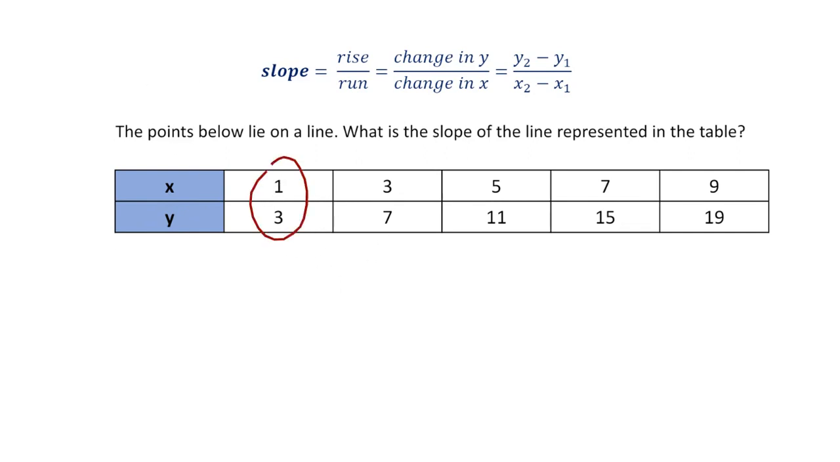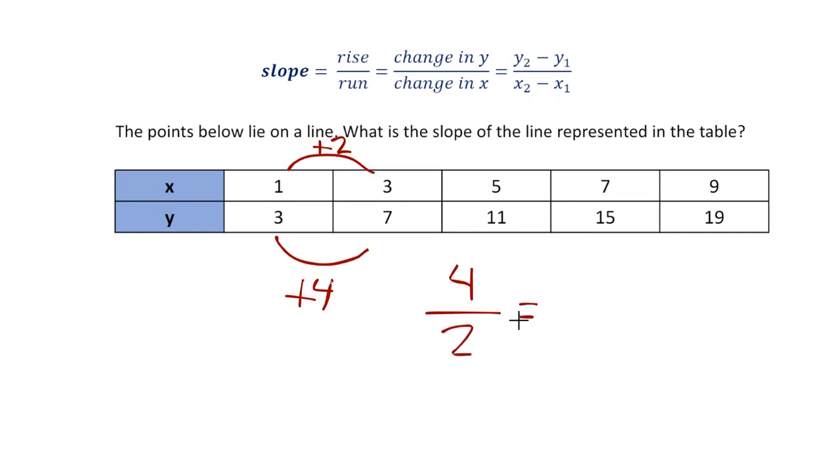So if I go, let's say I pick this point, 1, 3 and 3, 7. The change in y would be positive 4. The change in x, and I probably should have moved this, is positive 2, if you could see that. And what we do is the change in y, which is 4, divided by the change in x, which is 2, and that's just 2.